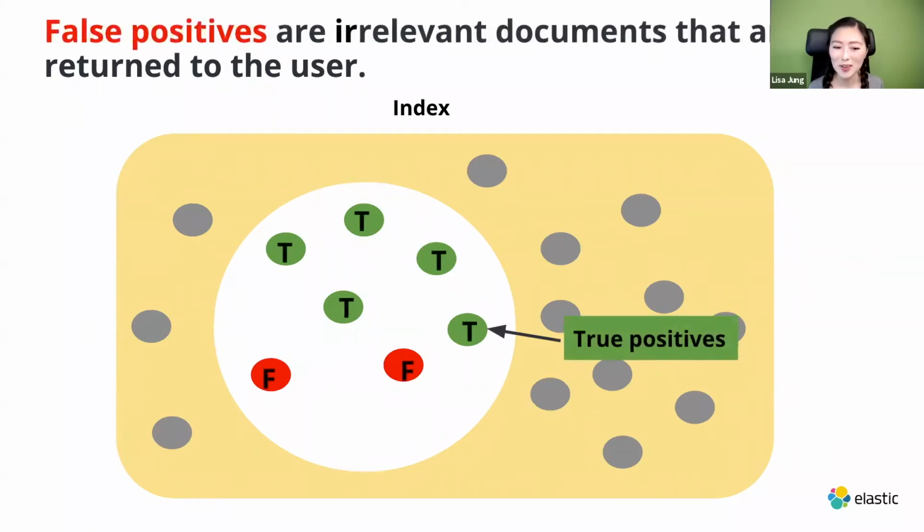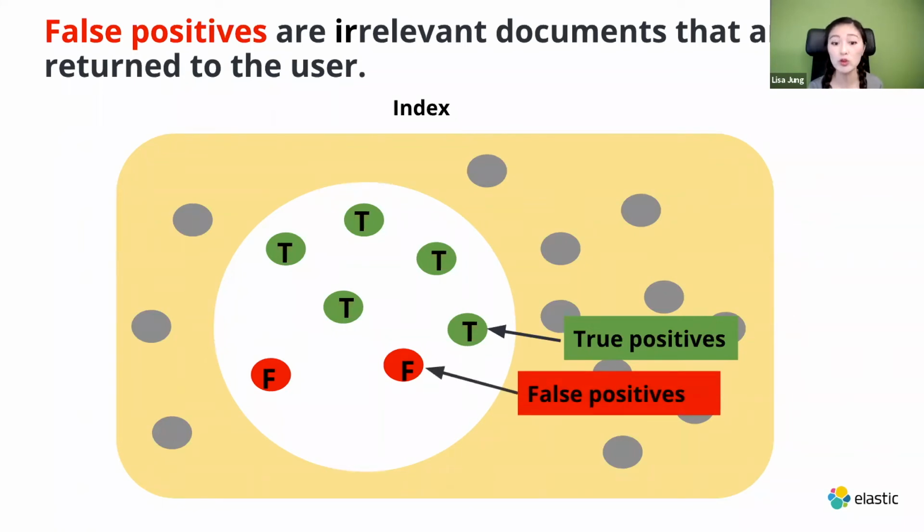You probably had an experience where you searched for something and some of the results were not relevant to what you were looking for. These are known as false positives. So these are irrelevant search results that were retrieved by the search engine for some reason.